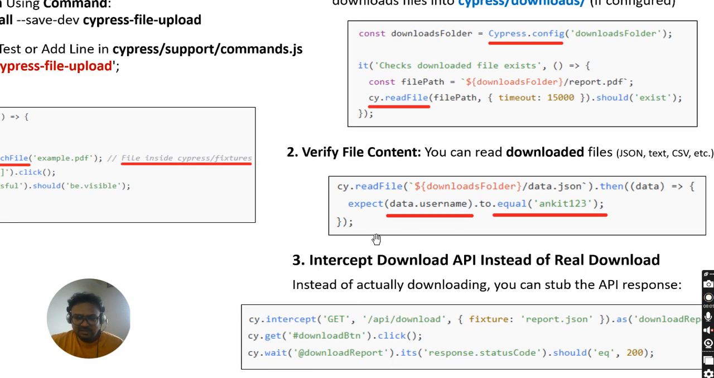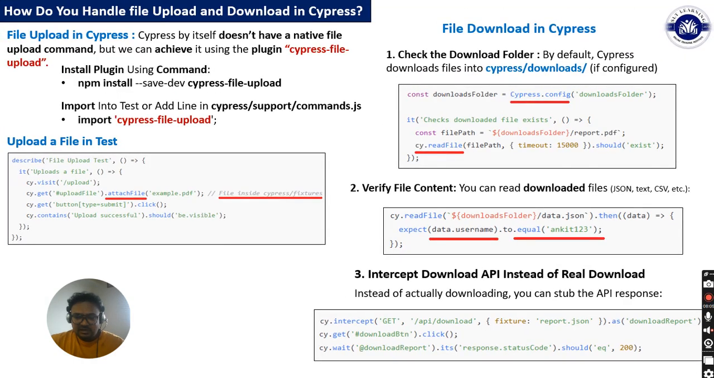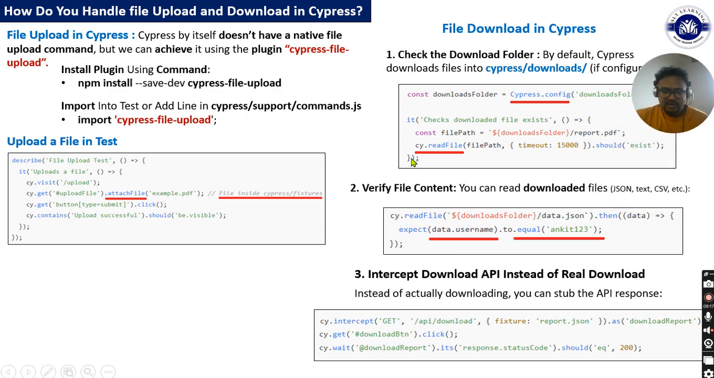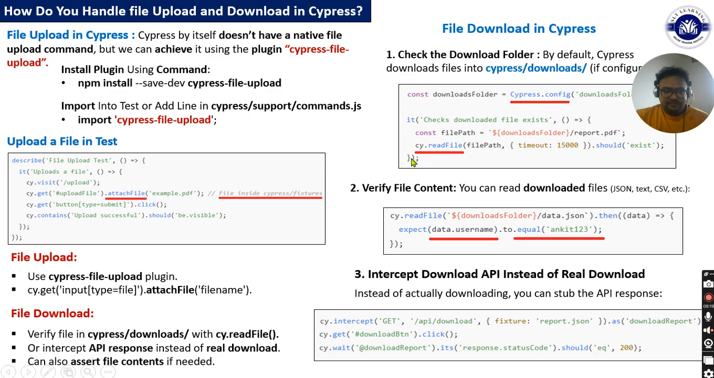So this is another way you can validate that the file is downloaded, rather than going through checking whether the actual file exists. You can validate by the API response. If it is 200, that means everything is successful and it must have downloaded that particular file. Okay, so this is the way you should answer.